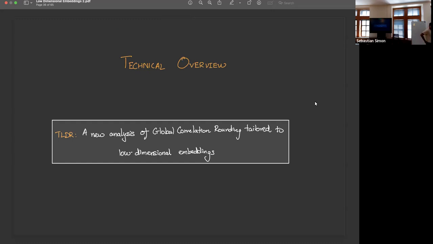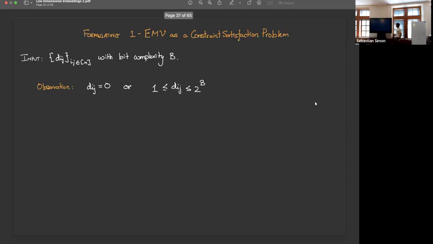Okay, so let me tell you about our techniques and how we make progress on this problem. The TLDR for our techniques is the following: we present a new analysis of global correlation rounding, which is tailored to these low-dimensional embeddings. We show that this whole technique of global correlation rounding does a lot better if you're analyzing low-dimensional embeddings. Let's make some of this more precise. I'm going to focus on just embedding into 1D.